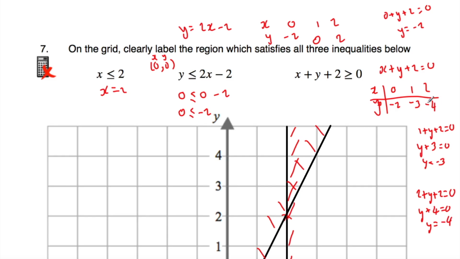As I mentioned, if you wanted to, you could rearrange it and make it in the form y equals minus x minus 2. And if you times that by minus 1 and take away 2, you get negative 2. If you times that by minus 1, you get minus 1. Take away 2 is negative 3. And if you times that by minus 1, you get negative 2. Take away 2 is negative 4. So we've got those points.